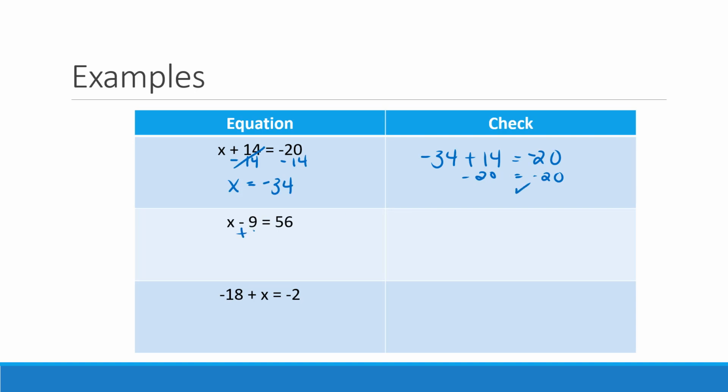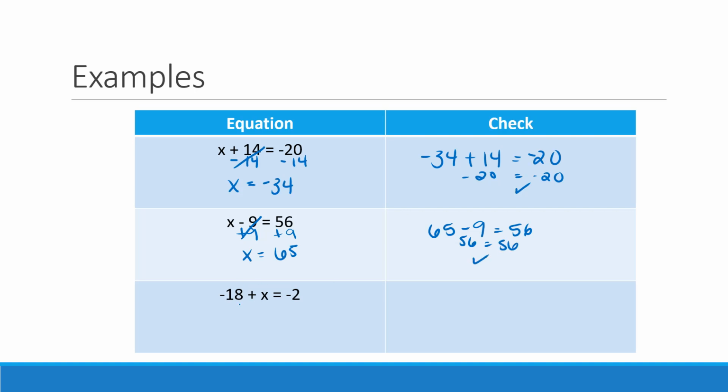This one, we can add 9 to both sides to get rid of it on this side of the equation, and we get x is equal to 65. To check our equation, plug it back in. 65 minus 9 does give me 56, so our answer does work.